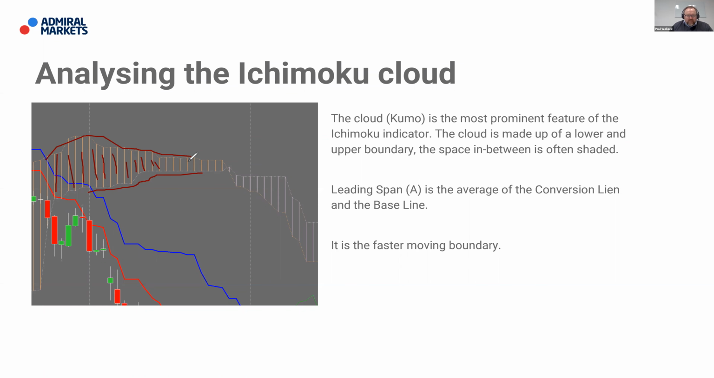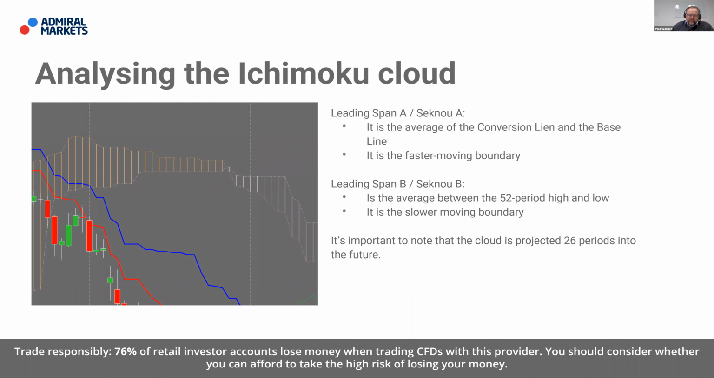What we have is that the leading span is the average of the conversion line and the baseline, right? That's how it's created, okay? The leading span is the average of the conversion line and the baseline, and it's the faster moving boundary, and that's what we're particularly looking for. It starts to become interesting to us when we get into our trades, how we run our trades and how we position our stops on trades.